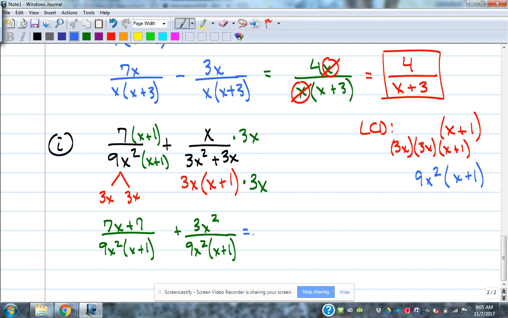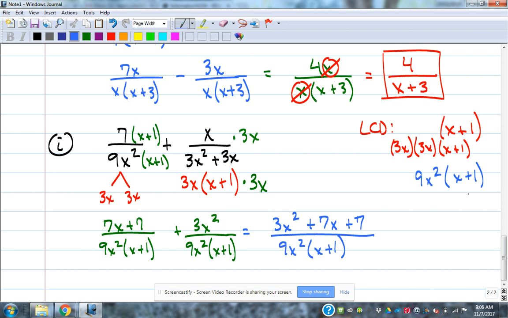Add them together. Are there any like terms in the numerator? No. So just put it in descending order: 3x squared plus 7x plus 7 over 9x squared, x plus 1. We've got a trinomial up top. We need to try to factor it if it's possible.